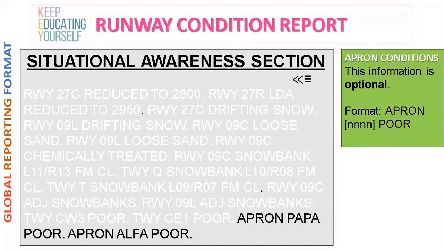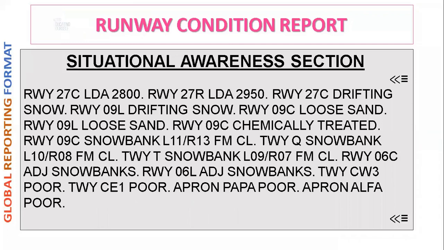Then we have already mentioned taxiway. Now comes apron. Same format is there. Instead of taxiway, we will write apron. So apron Papa poor full stop. Apron Alpha poor full stop. So this is the complete situational awareness section. We started with landing distance available and we ended with the apron Alpha poor condition.